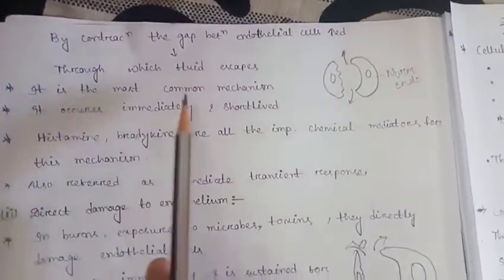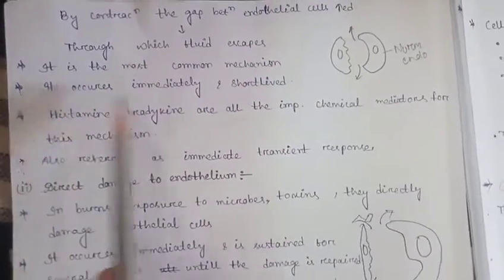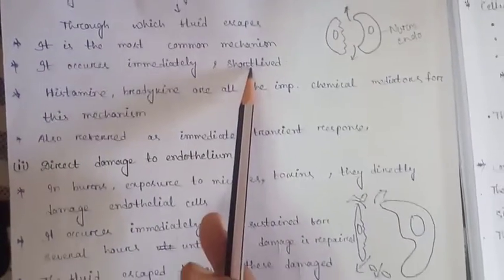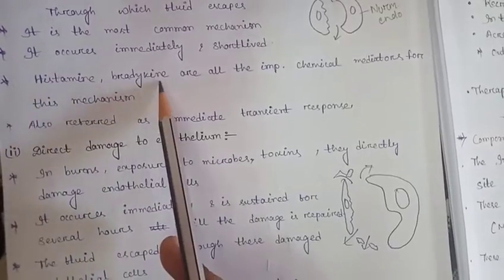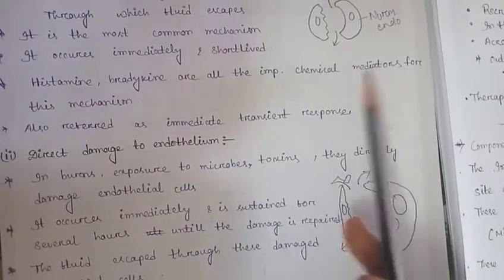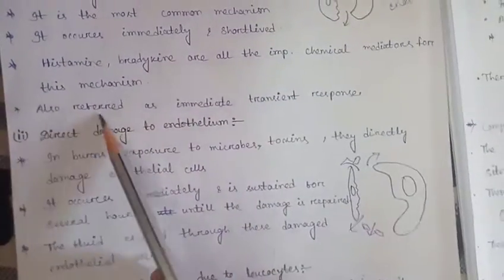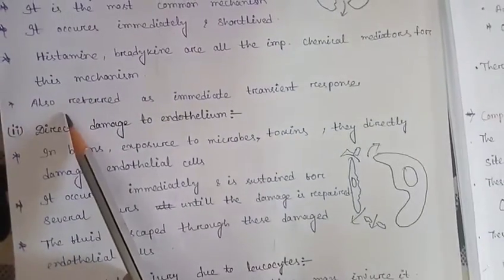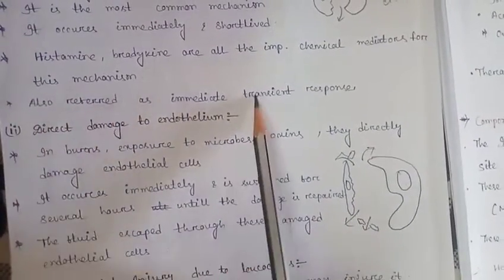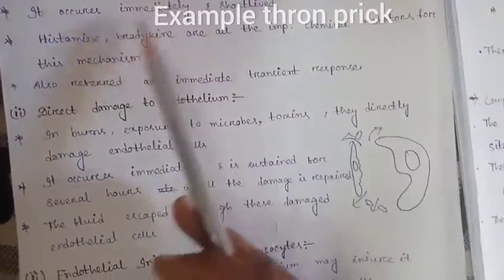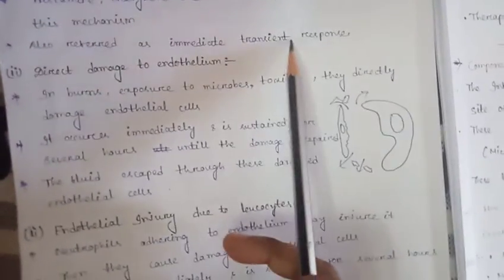It is the most common mechanism, and it occurs immediately and is short-lived. Why? Because histamine and bradykinin are important chemical mediators which cause this mechanism in a short time. It is also referred to as the immediate transient response because it occurs immediately and is short-lived.